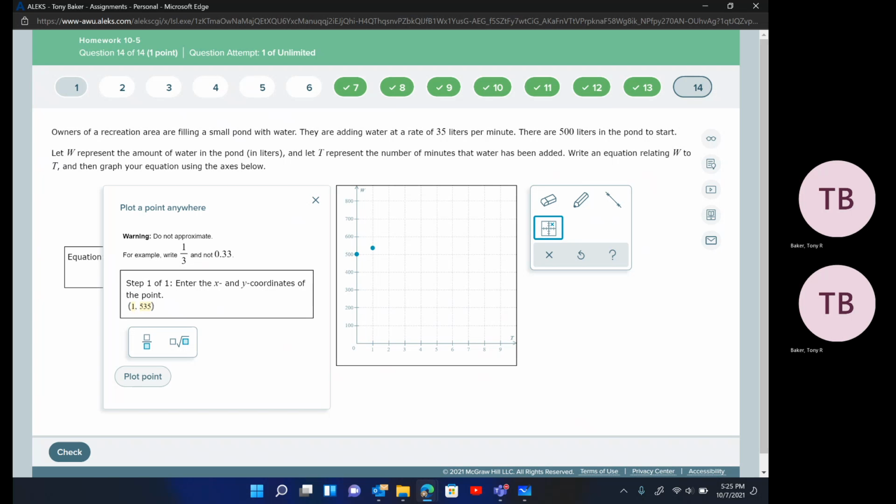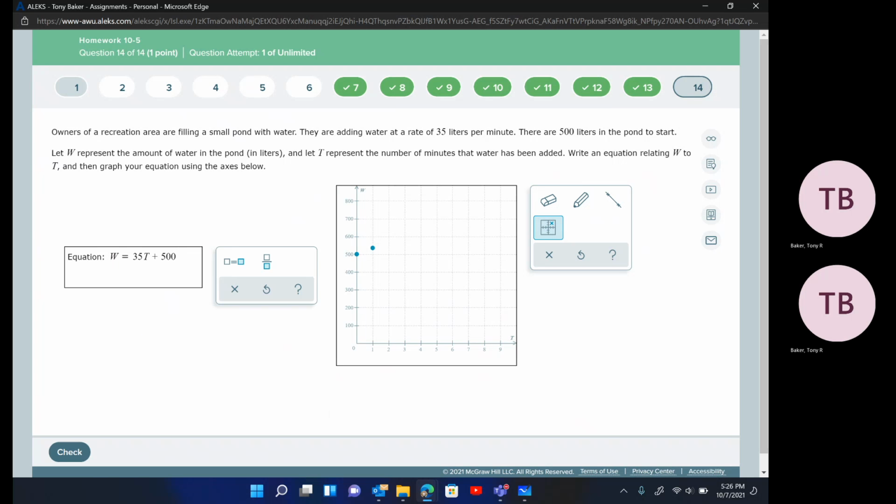So basically, if you plug in 1 to it, what are you going to get? Okay. So if you plug 1 into this equation, what would you get? 535. And now I have my 2 points that I can connect my dots on. And this is one where, see how it snaps to the one below it or above it? So just make sure you snap to your actual point.